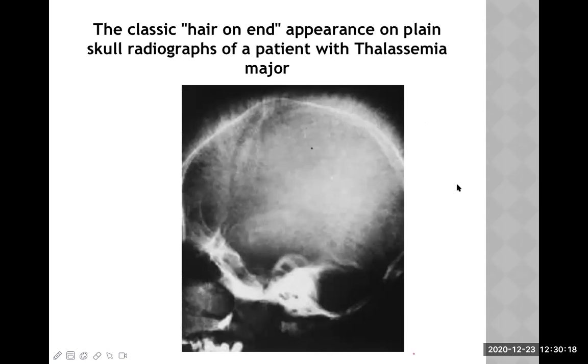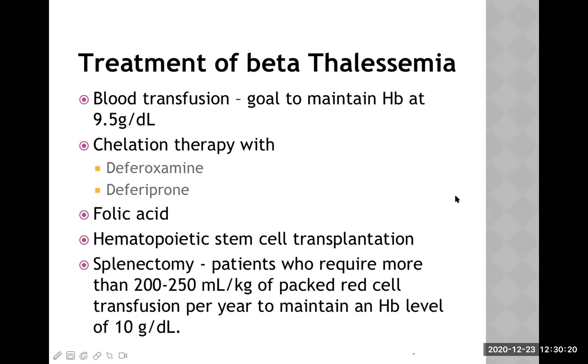Don't get confused. Now the final part: what is the treatment of beta thalassemia major? How are we managing this type of case? The management can be discussed under two headings. One is symptomatic and supportive therapy, another is definitive therapy. According to the symptomatic and supportive therapy, we need to give blood transfusion every month, and the goal is to maintain the hemoglobin level at around 9.5 gram per deciliter.